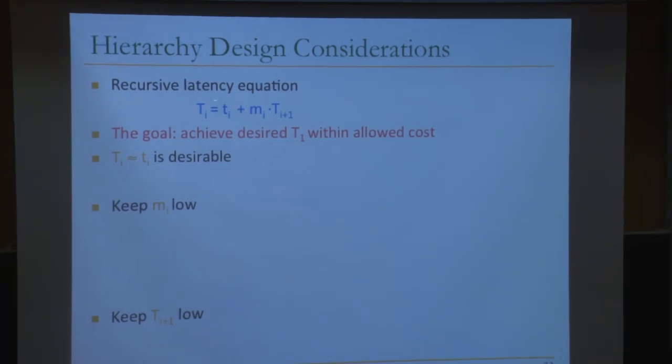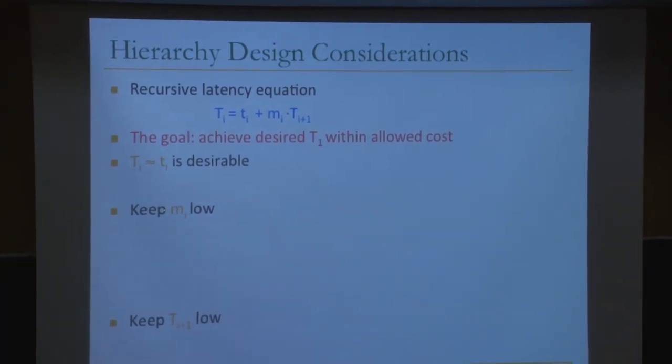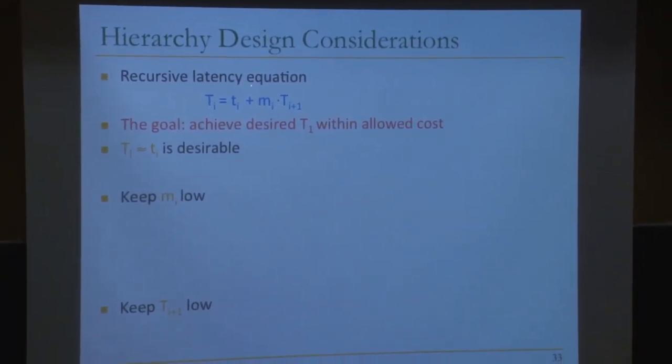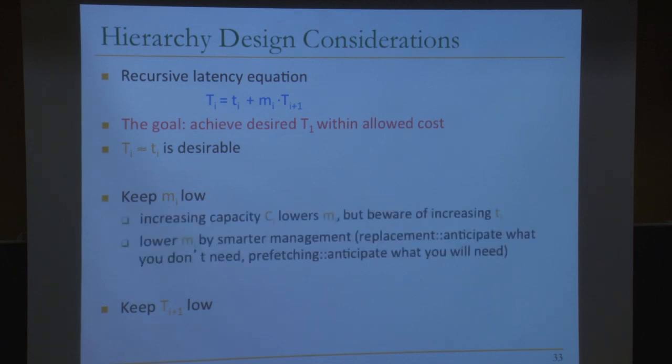So when you design the hierarchy, you have lots of trade-offs. You would like to keep the miss rate low, and you would like to keep the access latency to the lower levels or higher levels low. How do you keep the miss rate low? Well, now you have a trade-off. You can increase the capacity of the level. That lowers the miss rate, but that likely increases the intrinsic latency here. You would like to lower the miss rate without necessarily increasing the latency at that level.